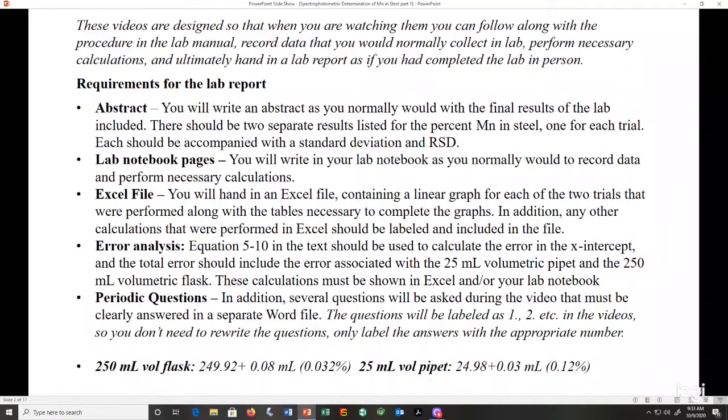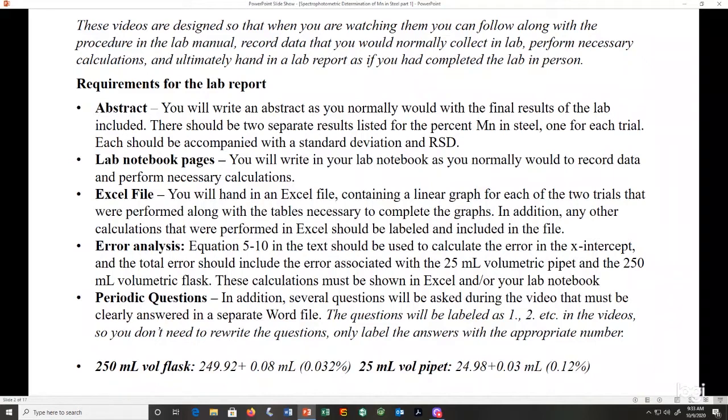Error analysis. Equation 5-10 in the text should be used to calculate the error in the x-intercept, and the total error should include the error associated with the 25 milliliter volumetric pipette and the 250 milliliter volumetric flask. These calculations must be shown in Excel and or your lab notebook.